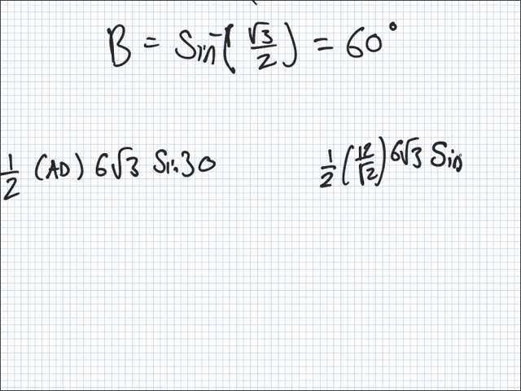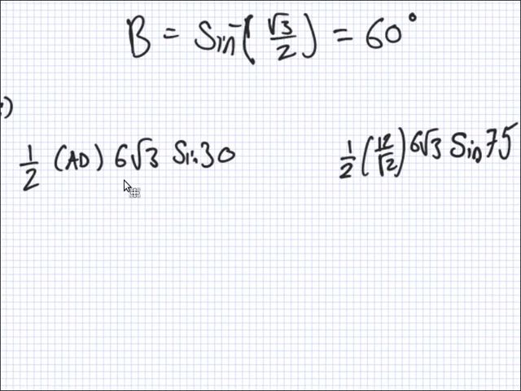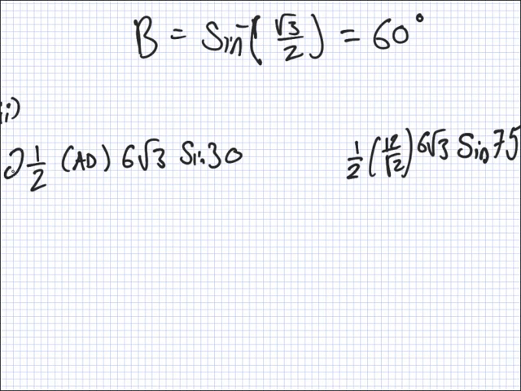What's the angle at C? Let me see, it's 45 and 60 is 105, so it has to be 75. Now this angle is twice as big as this one. So if I multiply the smaller one by 2, they should be the same.